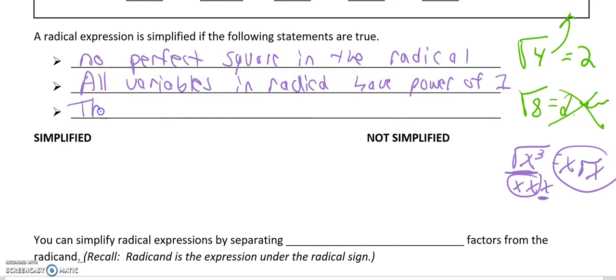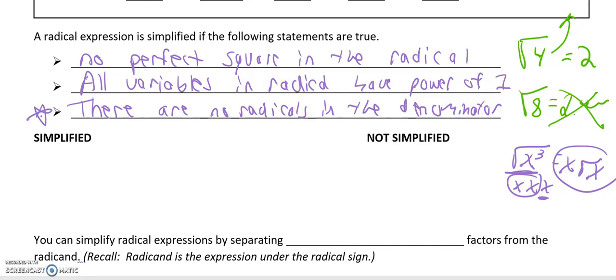And then the last one says there are no radicals in the denominator. Now, this is not a rule that we will see often, but it is a very important rule, especially if you go on to higher math classes, because you will get into, and we'll touch on it a little bit, rationalizing denominators, which basically is this principle of having no radicals in the denominator. So if you have an example like 1 over the square root of 4, that is not simplified. You should get rid of that square root and make it a 2, and now there are no radicals in the denominator, and you're golden.